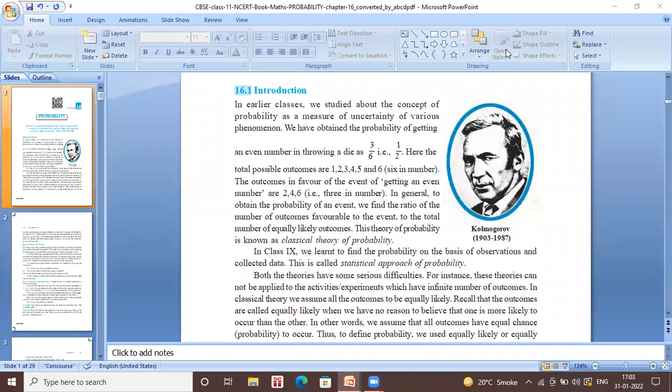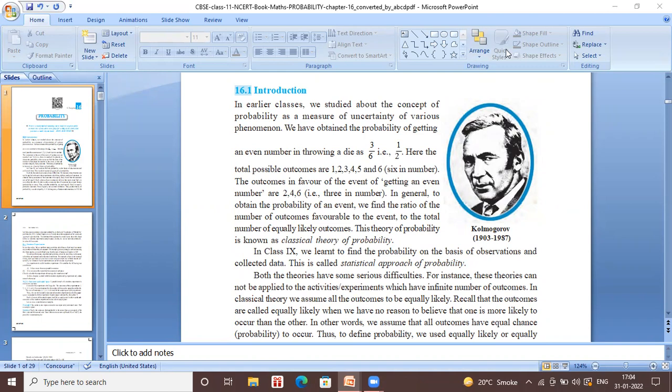Hello students. In this video, I am going to explain chapter 16 of class 11th maths. This is the last chapter in class 11. The chapter's name is probability and this is the first video of chapter 16.